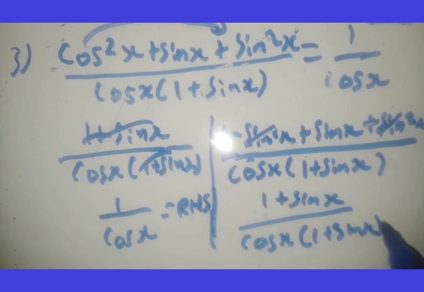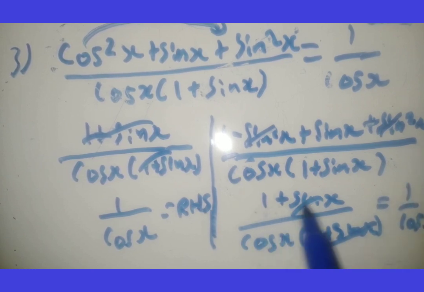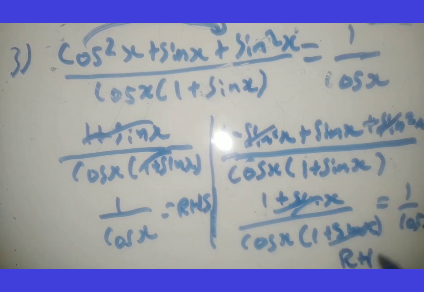Then we have the same thing. They cancel. It gives you 1 over cos x. It gives you 1 not because of this one. This whole thing cancels with this whole thing. But when something cancels and leaves nothing, there is an invisible 1. So that's what we have. And again, this is the same as the right hand side.